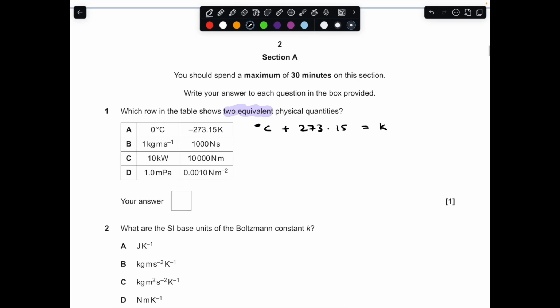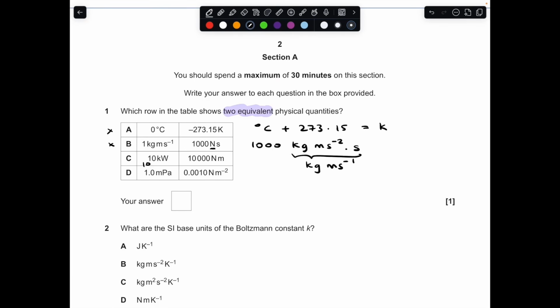For B, we are given 1 kilogram meter per second and then 1000 newton seconds. So bear in mind a newton is 1000 kilograms meters per second squared, times by second, which essentially cleans up to kilograms meters per second, which is not the same as 1, because it's 1000, so that's out too.